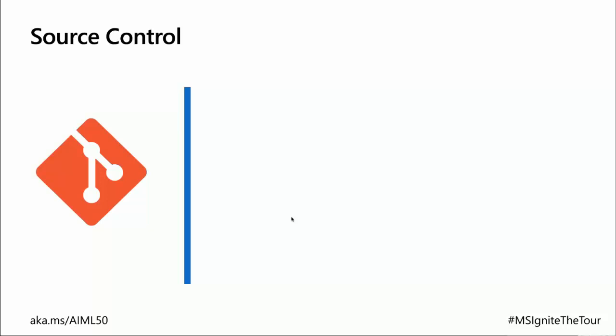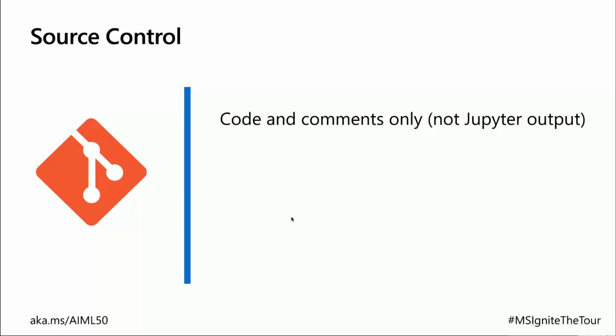This might be between different data scientists, or it might be between the data scientists and the software engineers that are producing the application that uses it. We want to version all of the code and the comments. Jupyter Notebooks, which is what we're using in our case, actually save the output as part of that file.